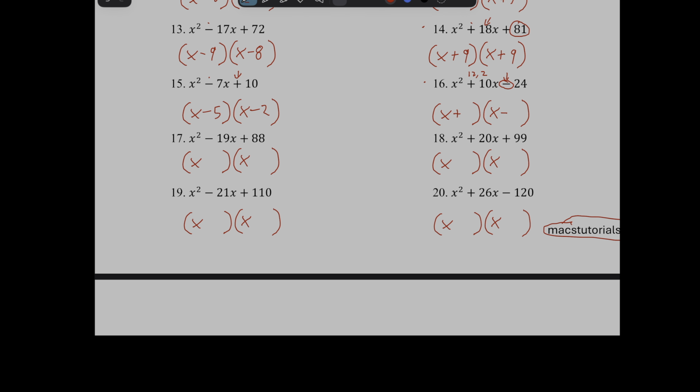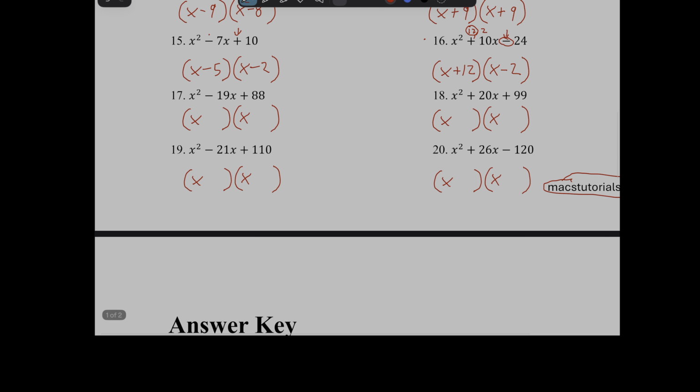Now, the reason why I like this method is because I know a lot of students will pick 6 and 4, and then they start getting mixed up on the signs, and 6 and 4 won't work, which I won't go into, but it won't. The bigger one gets the sign of the middle, so the 12 goes with the plus, and the 2 will go with the minus.